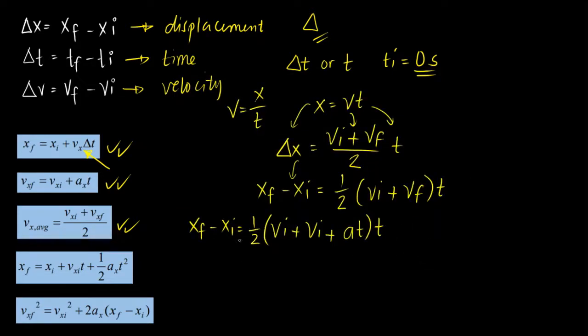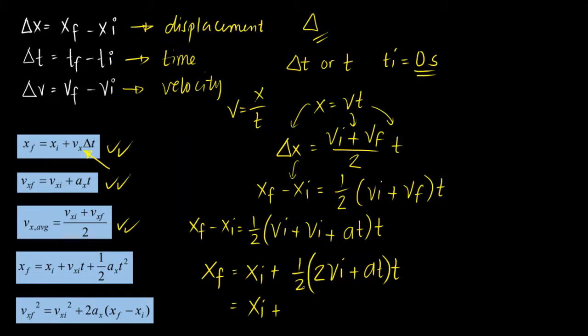Alright. Simplify this further, guys. xi will be transposed to the other side. Positive na siya subong, plus 1/2. Makita kita 2 ka vi, so that's 2 vi plus at times t. Simplifying further, that is xi plus 1/2 times 2.